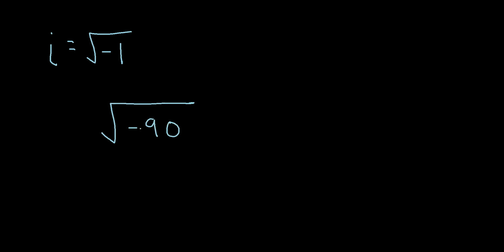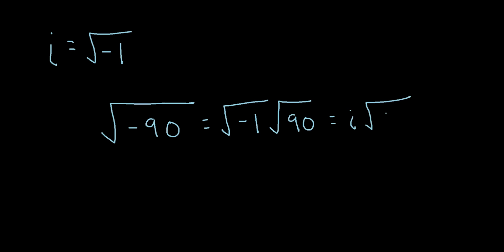Okay, let's try one more example. Let's say we have the square root of negative 90. How can we simplify this expression? Well, we can start by rewriting it as the square root of negative 1 times the square root of positive 90. And remember, we said the square root of negative 1 can be rewritten as i. So we can write this as i times the square root of 90.